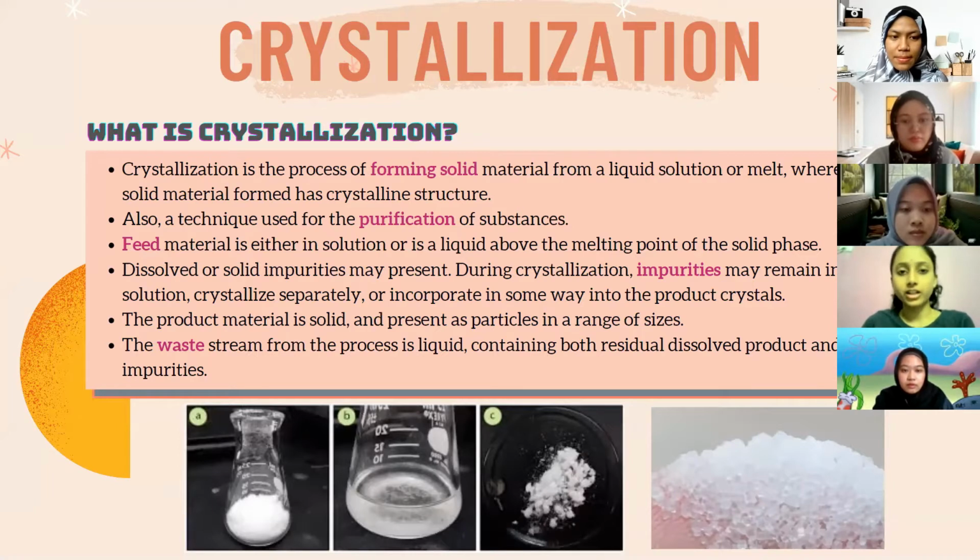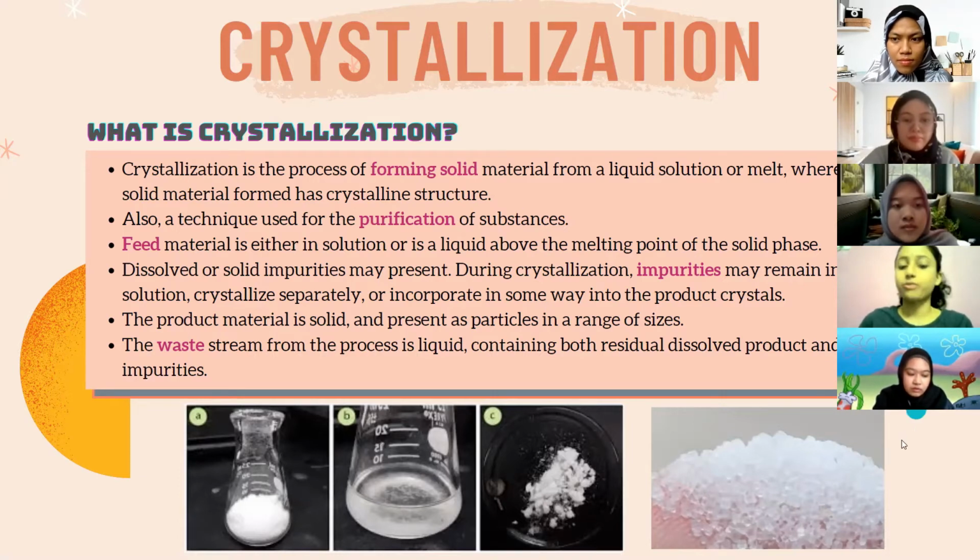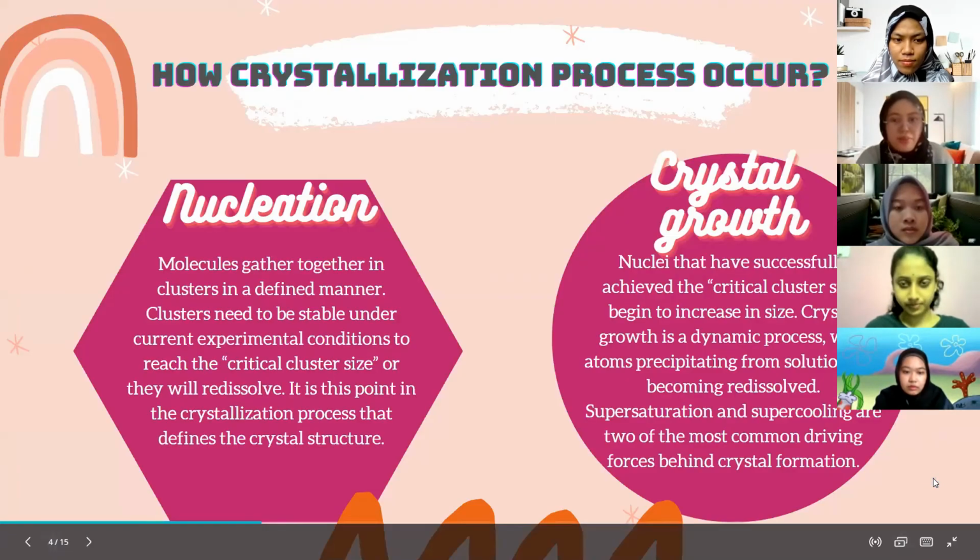The feed material should be in liquid or solution above the melting point of the solid phase. Also, dissolved or solid impurities may be present and may remain in the solution, crystallize separately, or incorporate into the product crystals. Besides, crystal form is a solid which varies in size. Finally, after the process occurs, the waste stream will contain liquid which consists of residual dissolved product and impurities. I'll pass to Hani.